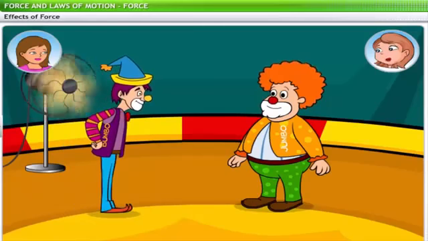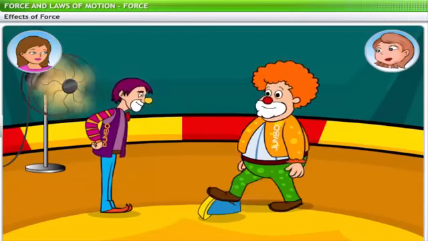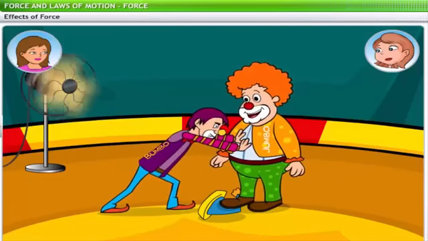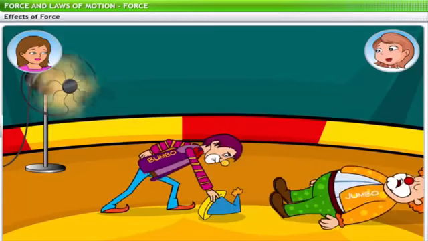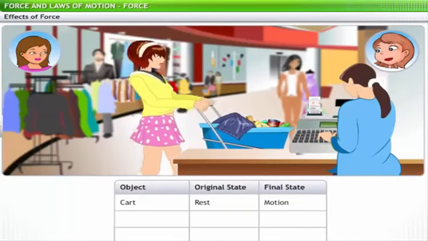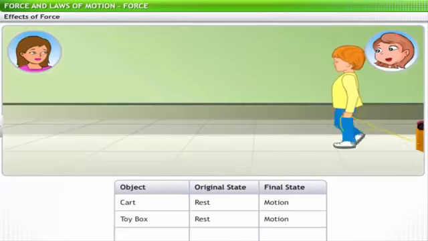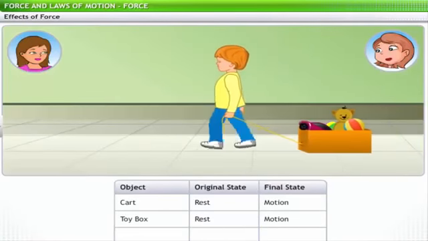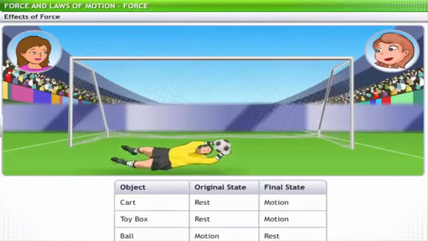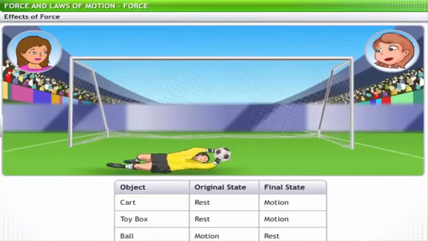Let's look at each aspect of change induced by force, one by one. In our initial example, the force applied by Bumble made Jumbo move. Similarly, a push to a stationary shopping cart sets it in motion. A child uses force to pull a box of toys on the floor. A football goalkeeper applies force on a fast-rolling ball to stop it and save a goal. In all these cases, the state of rest or of motion of an object is changed.